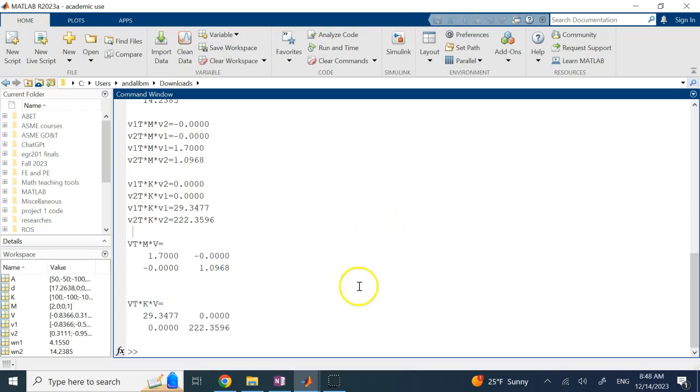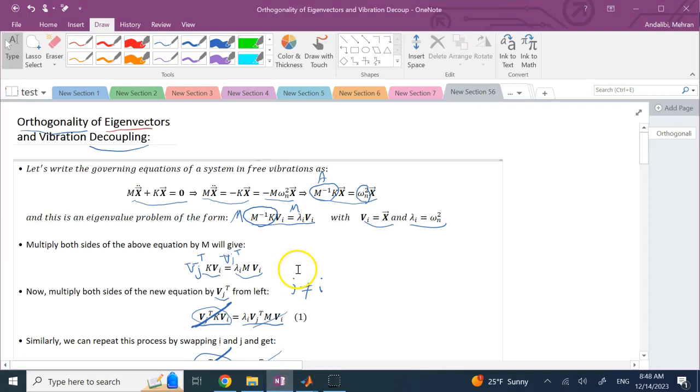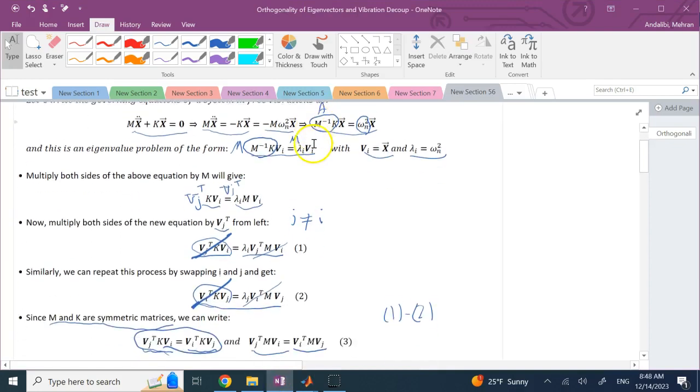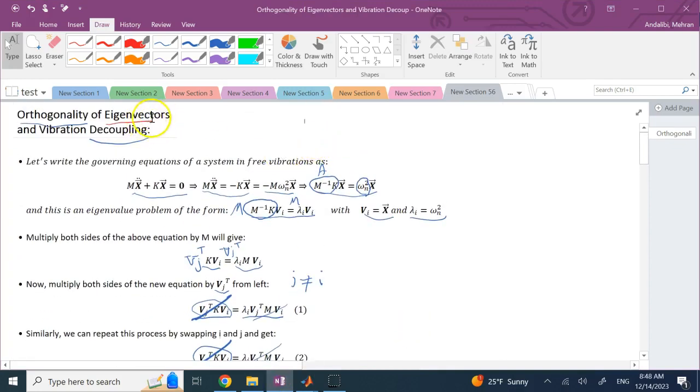And this is the diagonalized M matrix, and this is the diagonalized K matrix. So hopefully altogether this made sense to you and you learned another application of eigenvectors.